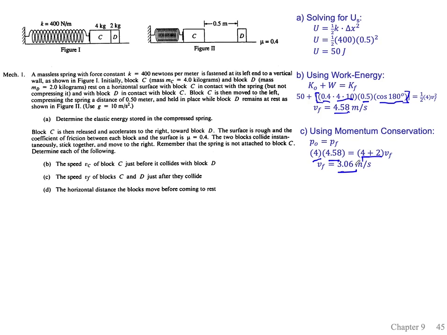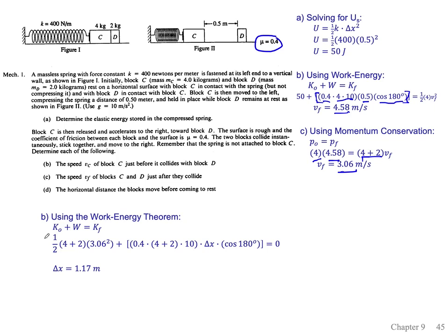And then finally, D, how far horizontally will the blocks move before coming to rest? Remember, this surface has friction. Solving it, initial kinetic energy, 1/2 total mass times the velocity we just solved, squared, plus the work, which is going to be the coefficient of friction times the normal force, times delta x, times cosine of that, and the final energy in this case is going to be 0. And if you solve this, and if I didn't make a mistake, you'll discover that they'll slide about 1.17 meters before coming to rest.